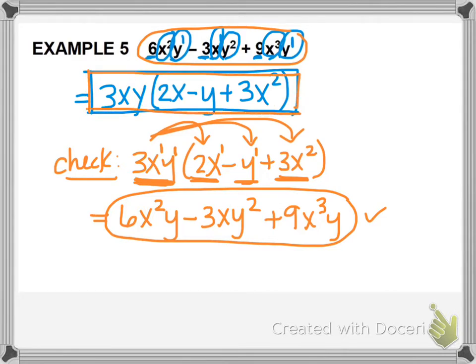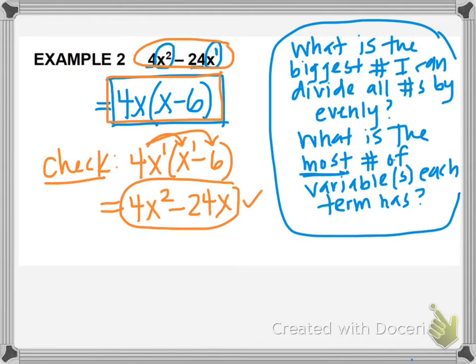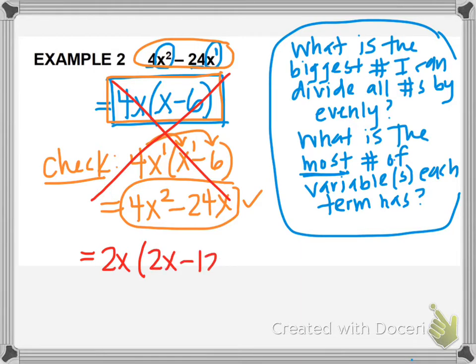Okay? So, a couple things that you might find when you're practicing. Sometimes you'll factor out a number that works. Let me show you what I'm talking about. Let's go back to this example 2. Let's say in the beginning, I didn't do this. I had factored out a 2x initially, because 2 is a factor of both 4 and 24, but it's not the greatest factor. So let's say I pull out a 2 instead. And so what I get is 2x minus 12. Okay? So this is the wrong answer.